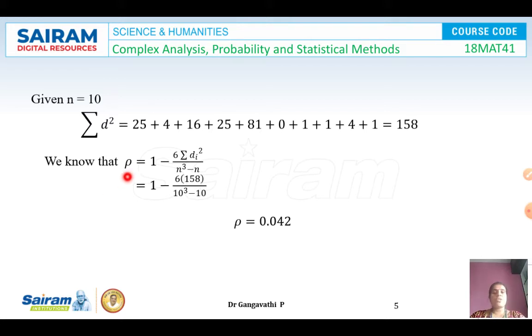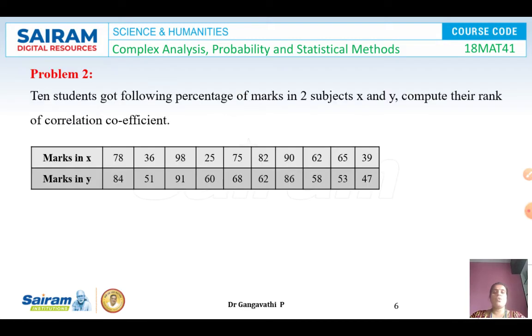Now let us substitute it in the formula. Recall the formula, which is rho is equal to 1 minus 6 sigma d square divided by n cube minus n. Now substitute for d square. Sigma d square is 158, n is 10, and n cube minus n is 10 cube minus 10. When we simplify this, we get the value of rho as 0.042. So this is how we have to find the rank correlation. So the rank correlation rho is 0.042.